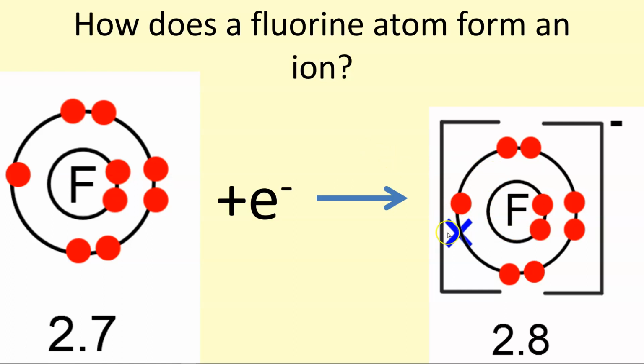It's more energetically favourable to gain 1 electron rather than lose 7. So here we have a picture of a fluoride ion. As it's got now 1 more electron than before, it's got a negative charge because it still has 9 positive protons in the middle, but now it has 10 electrons. So it's got 1 more electron than it has of protons.